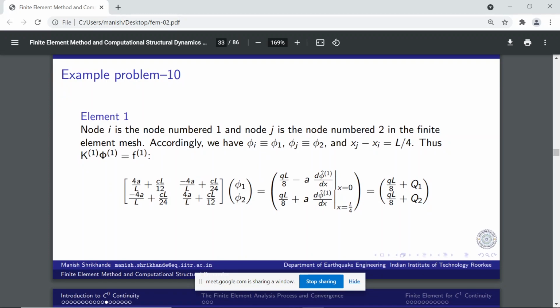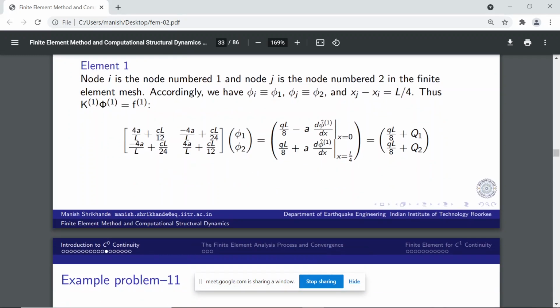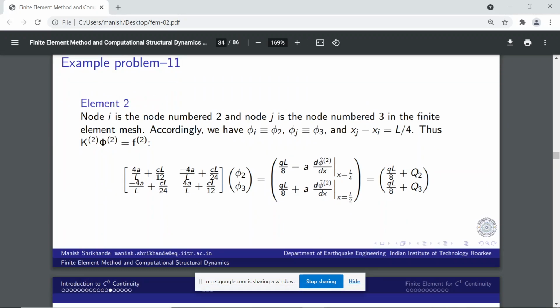Similarly, I can now go to element number 2. Element number 1 is done and dusted. So we have converted the differential equation into this algebraic equation representing element 1. Now I can go to the next element in the mesh, that is element 2. Now the ith node is node number 2 and the jth node is node number 3. So accordingly, phi i is equal to phi 2 and phi j is equal to phi 3. And xi is equal to L by 4 and xj is equal to L by 2. And the length of the element is equal to L by 4 again. So substituting these values in that generic expression that we had derived, we can get the algebraic equation corresponding to element number 2.